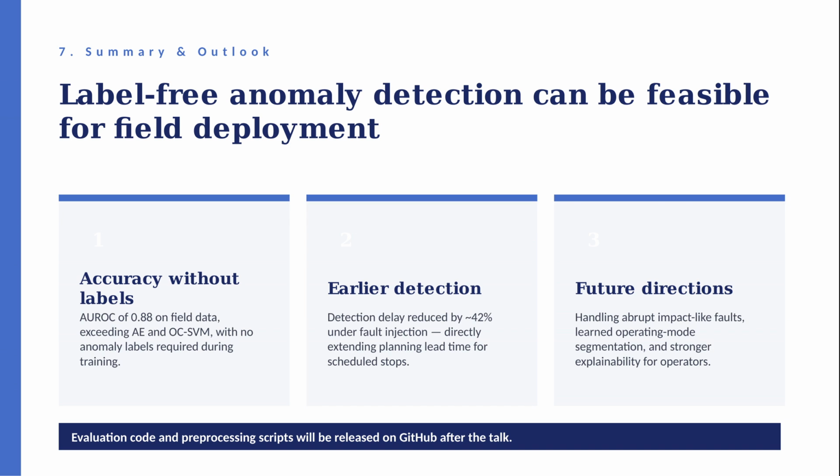To wrap up, this study suggests that label-free anomaly detection can be practical for field deployment. It delivers strong accuracy without requiring anomaly labels during training, and it also provides earlier warning time for maintenance planning. Looking ahead, the next steps are to handle more sudden fault patterns, learn operating modes automatically, and improve explanations for operators. The evaluation code and pre-processing scripts will be released after the talk.